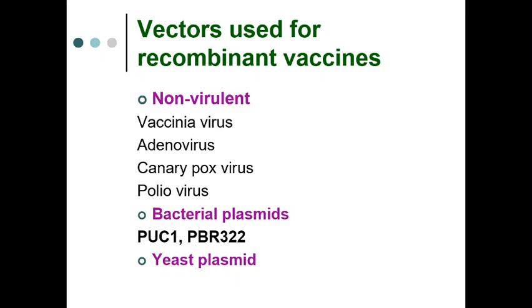The commonly used bacterial plasmids are pUC1 and pBR322, as well as yeast, which is also used with its own plasmid as a vector for the production of viral subunit vaccines as well as bacterial subunit vaccines.